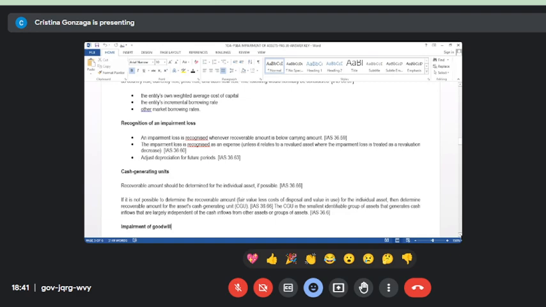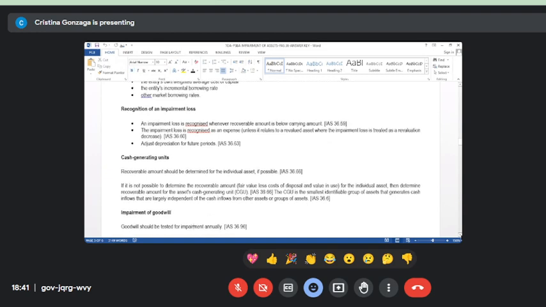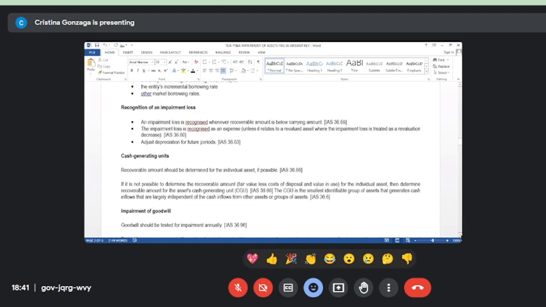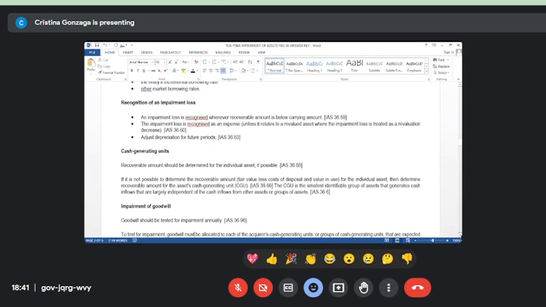So, unless it relates to a revalued asset where the impairment loss is treated as a revaluation decrease. But in all cases, impairment loss is recognized as an expense. Okay. Now, adjust depreciation for future periods. Kaya ang entry natin debit impairment loss and credit accumulated depreciation. Di ba? Okay, so yun ang normally pag sa PPE that is subject to depreciation na impair, entry mo, nagde-debit ka ng impairment loss, nagke-credit ka ng accumulated depreciation.